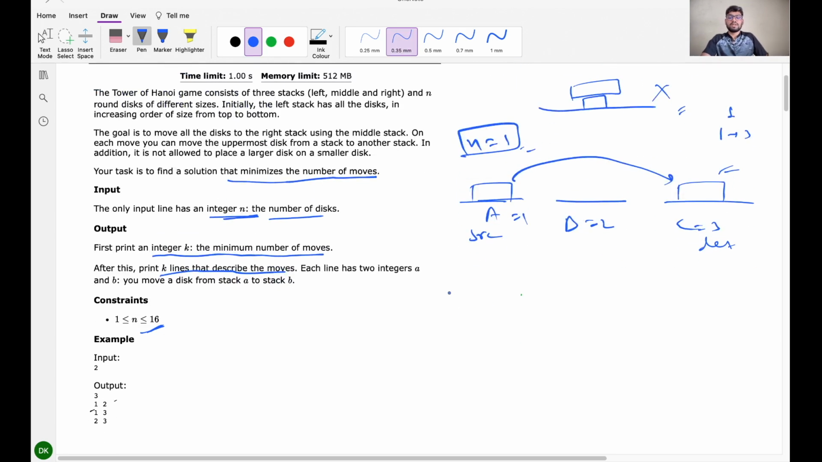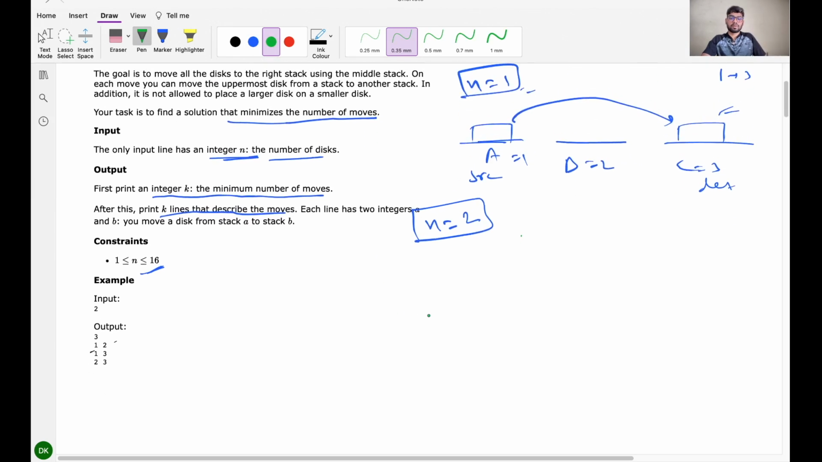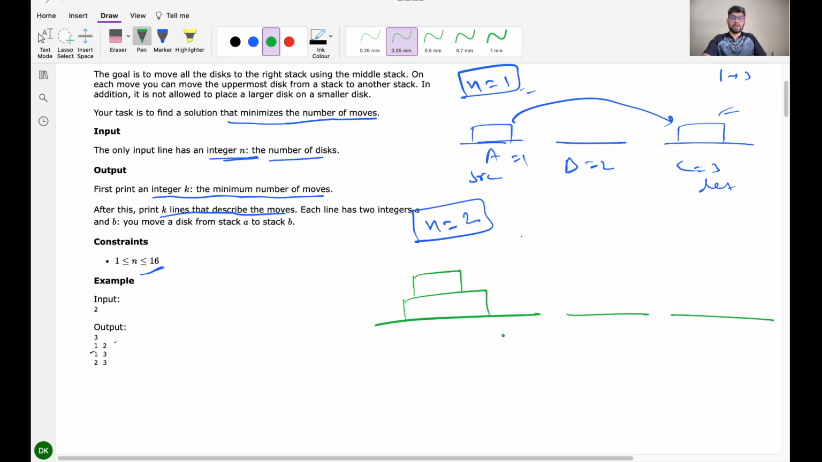Okay, so let's analyze n equal to 2. Let's say I am given n equal to 2. How can we place all these disks from A to C without violating the rule? That means we cannot place them in this configuration. So how can we place all these disks? We can use B as an auxiliary stack, A as the source and C as the destination, so what can we do?